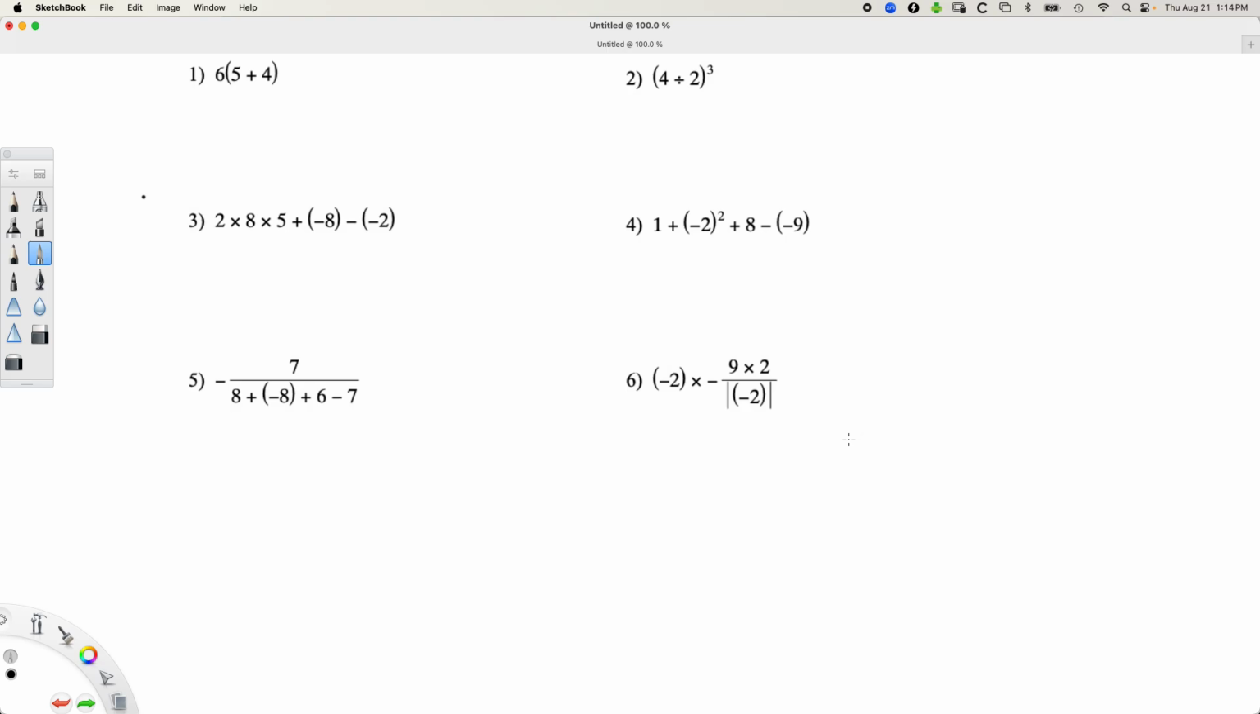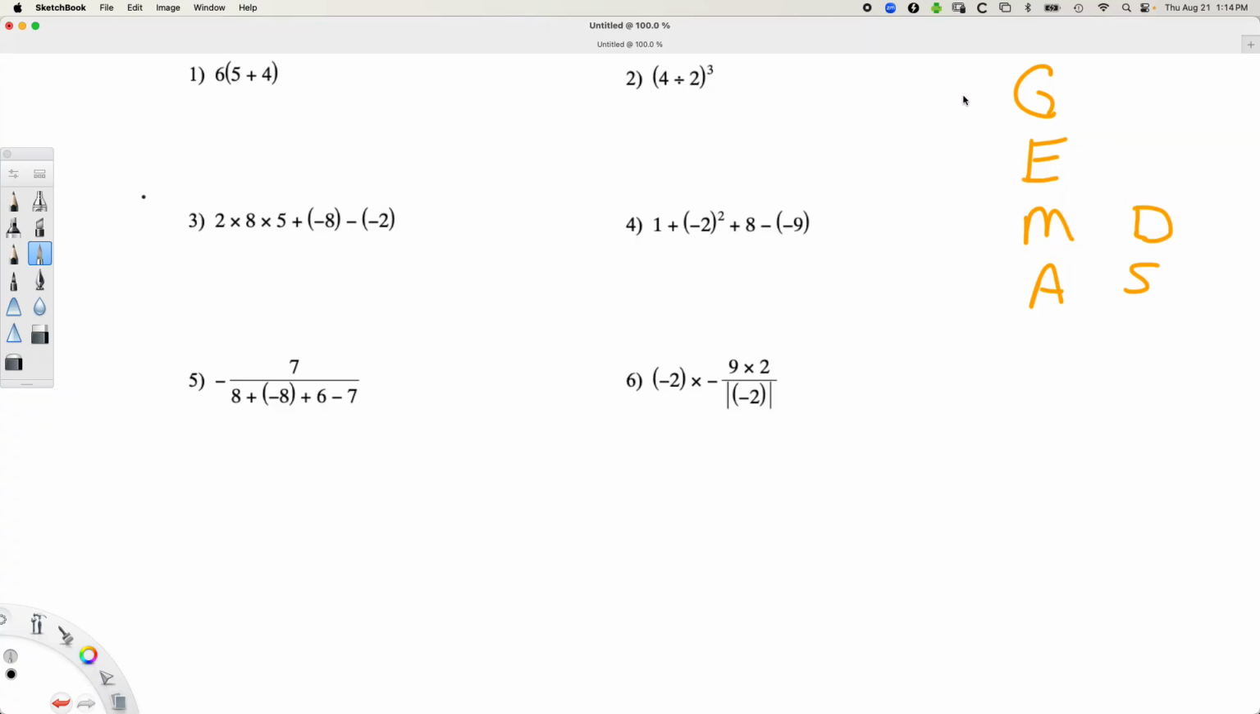So let's go through these first 6 problems on order of operations. Because it's an order of operations problem, the first thing I'm going to do is write down our order of operations right here so I can refer to it. G for grouping, E for exponents, M for multiplication, and D on the same line for division. These two are equal. And then A for addition, S for subtraction. GEMDAS. Okay, let's look at this first problem.